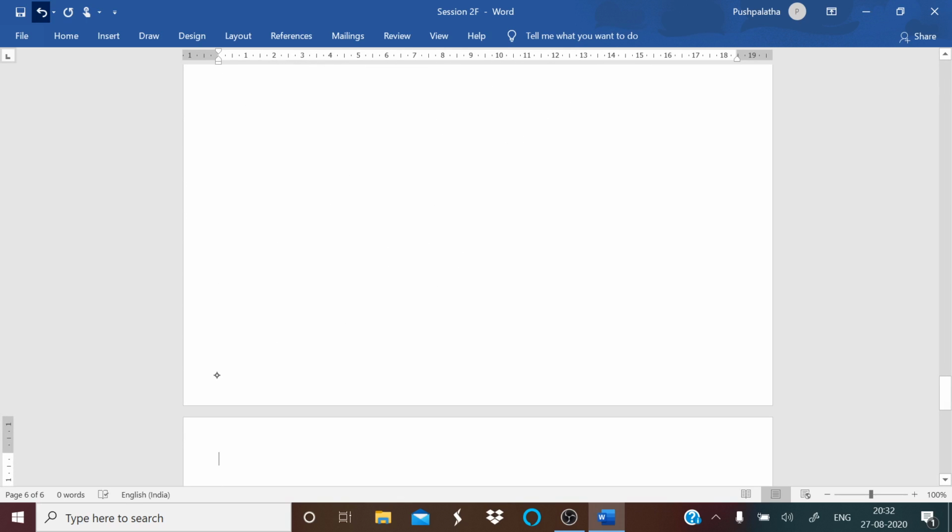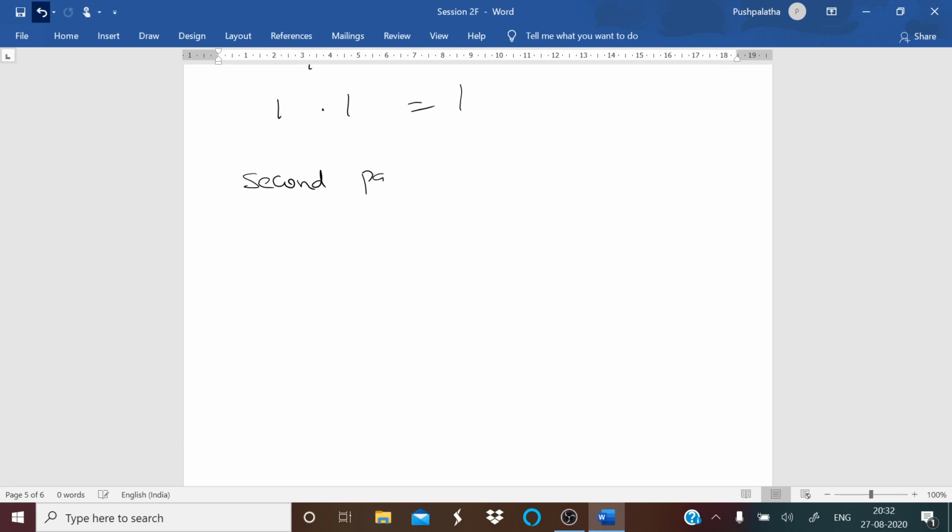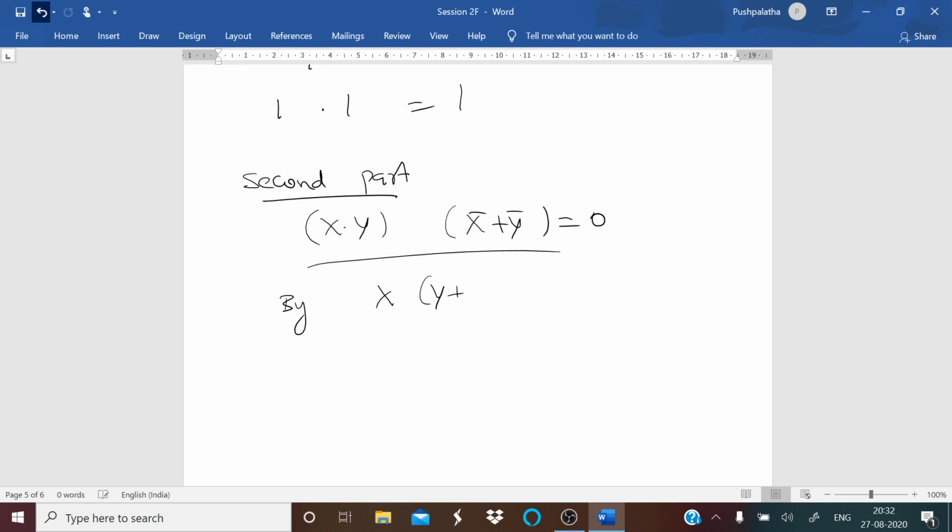Now let us go for the second part. So what does the second part say? The second part you have to prove is x into y, x bar plus y bar equals 0. You have to prove this part. Now, what is this statement? We have that x into y plus z is equal to x into y plus x into z. We are using this part now.